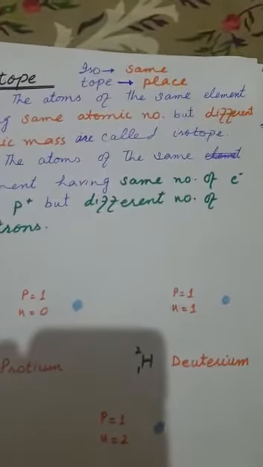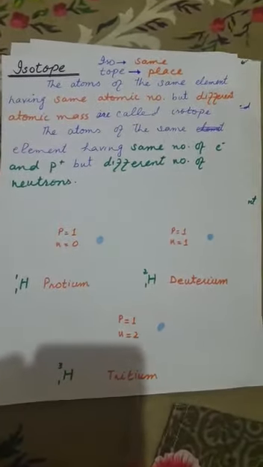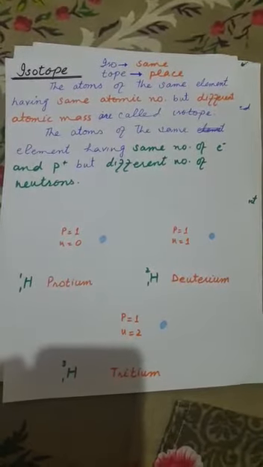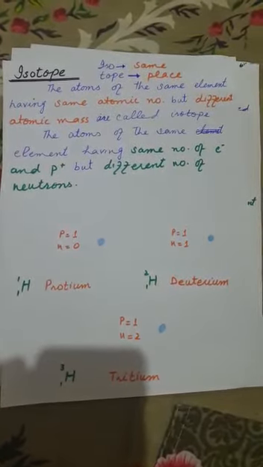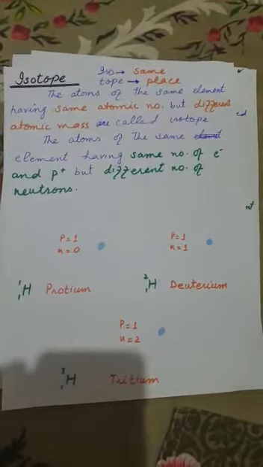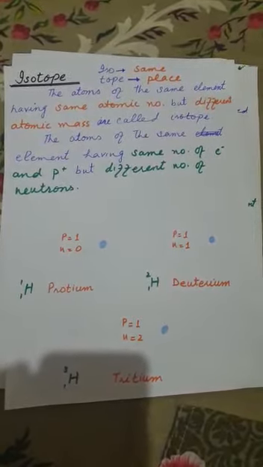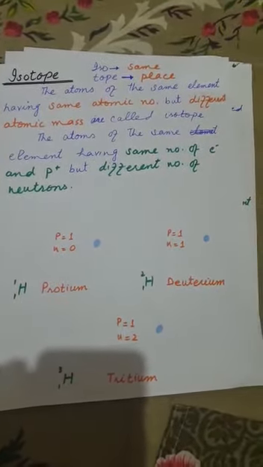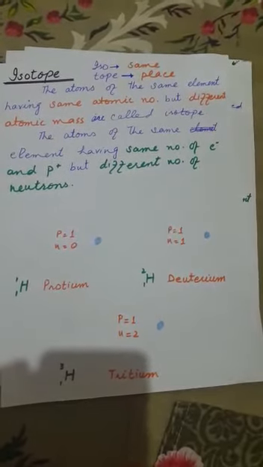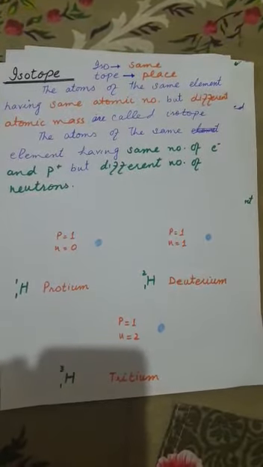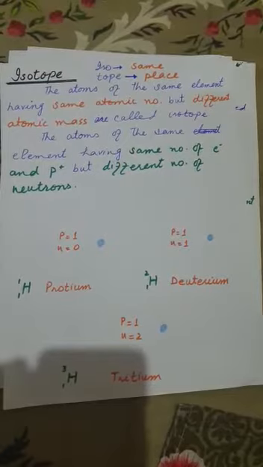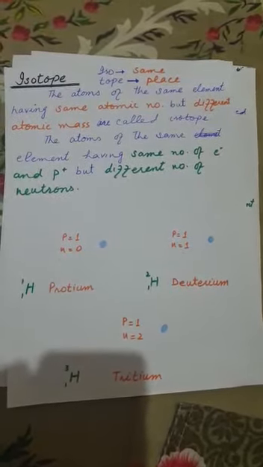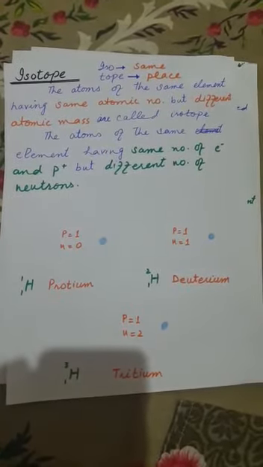Today in the online class we discuss isotopes and a very important topic related to isotopes, and that topic is relative atomic mass. The word iso means same and tope means place, so atoms of the same element which have the same atomic number but different atomic masses are known as isotopes. The second definition, which is much simpler: the atoms of the same element which have the same number of electrons and protons but a different number of neutrons. So we can define isotope in two ways.